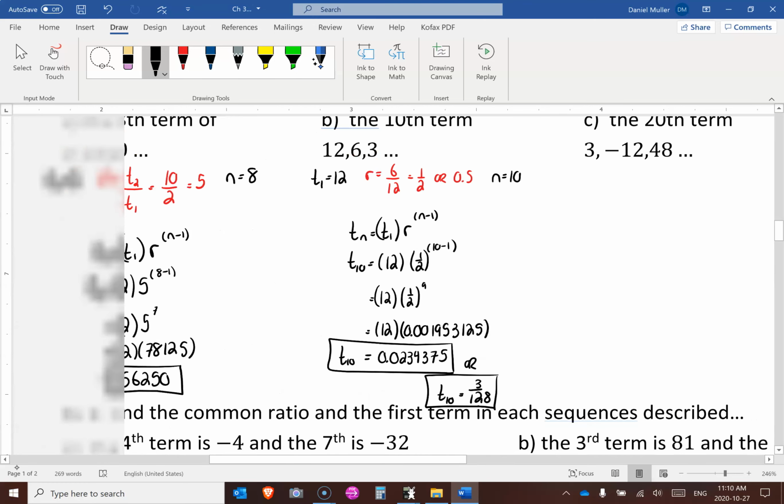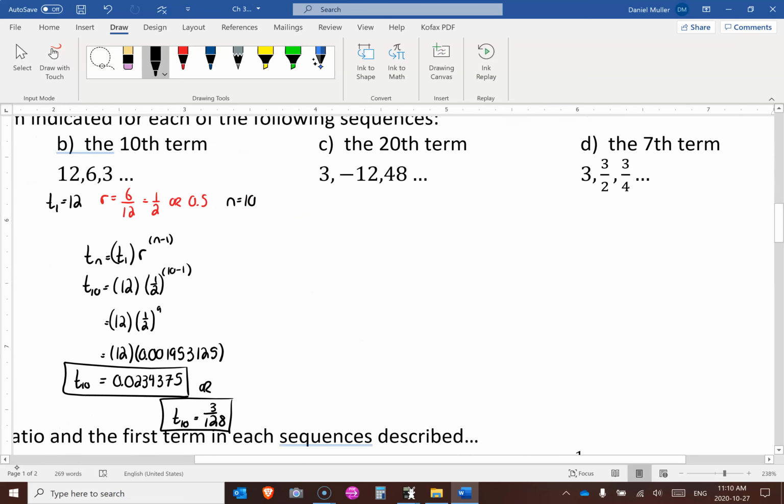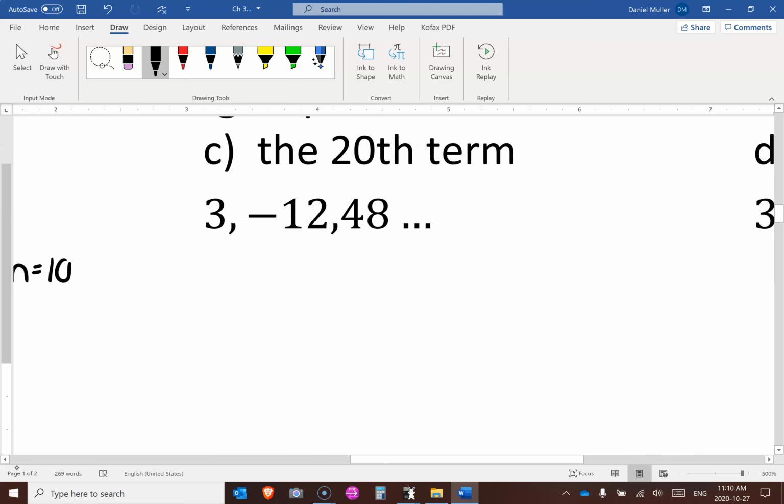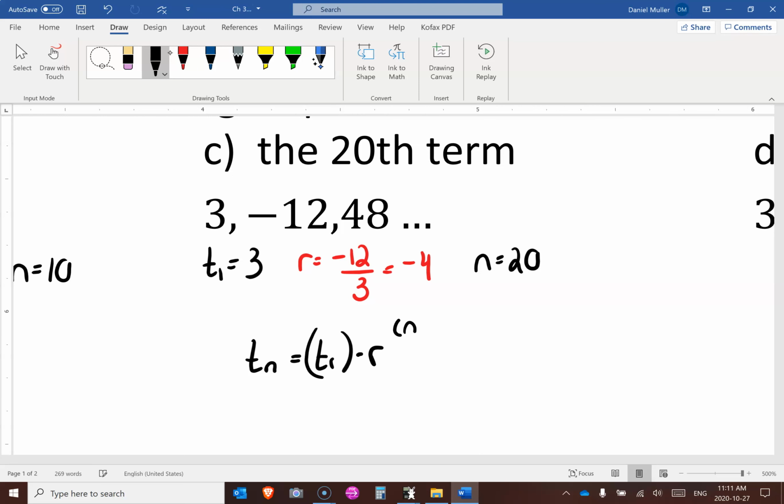Okay. So let's keep going here because we're going to go to more and more terms. 20th term. So T1 is equal to 3. And what's our R? R is negative 12 divided by 3, which is negative 4. Just double check: negative 12 times negative 4 is a positive 48. So that's good. And our n here is 20. Timesing by 4, 20 times, this number is going to be quite large. So first the formula: T1 times R to the n minus 1.